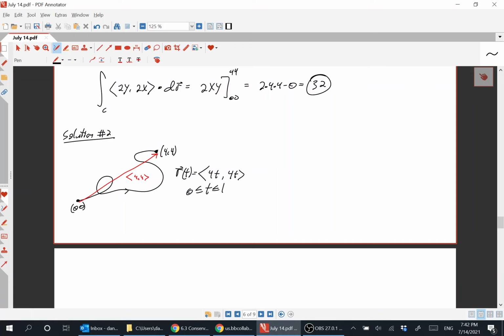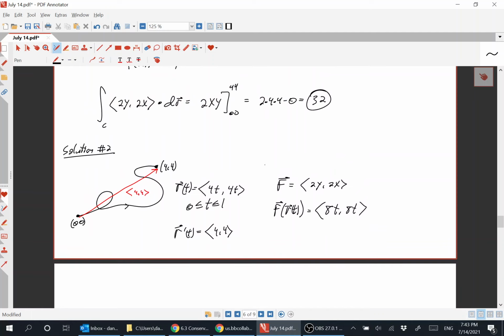All right. So now that's r of t. So r prime of t is just that slope vector 4, 4. F is equal to 2y comma 2x. So f of r of t is just equal to the vector 8t, 8t.